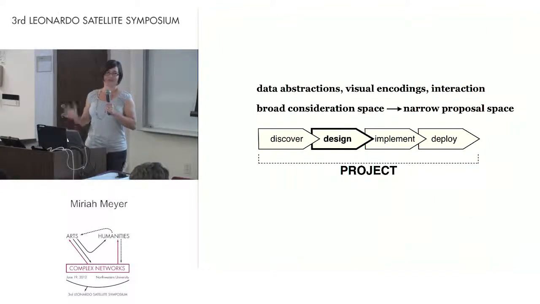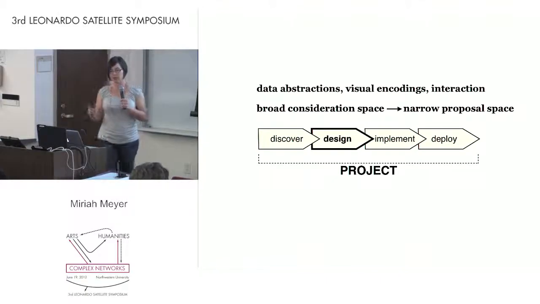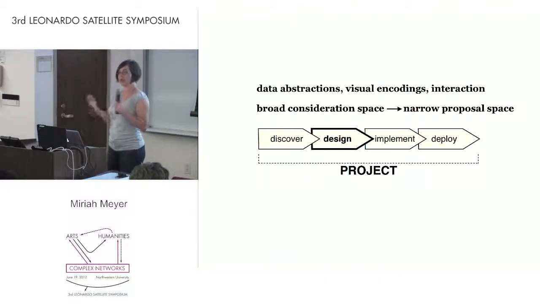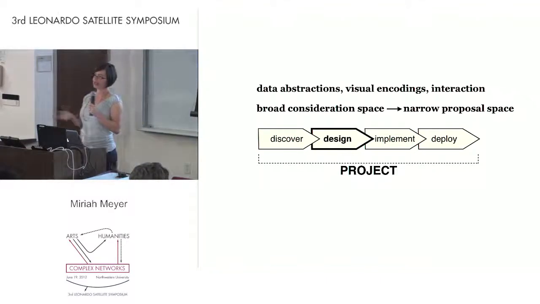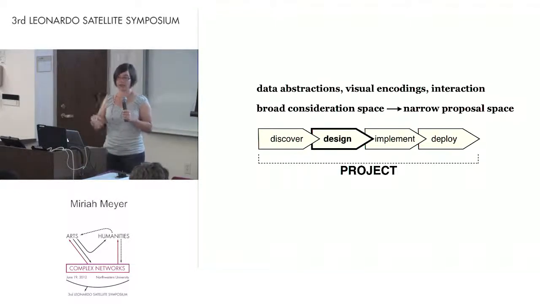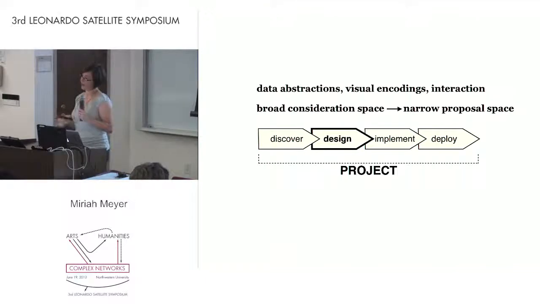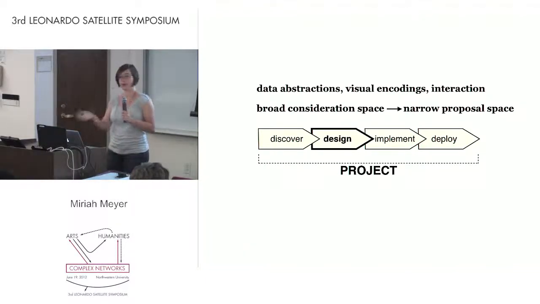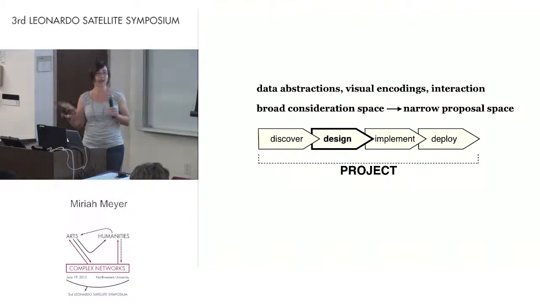Okay, so how did we actually get to the design? Now we're in the design stage. This stage is really about what sort of data abstractions we need, or how we need to transform our data to get it into a form that's suitable for the representations we want to show. What are those visual representations and what kinds of interactions do we want to support for exploration?